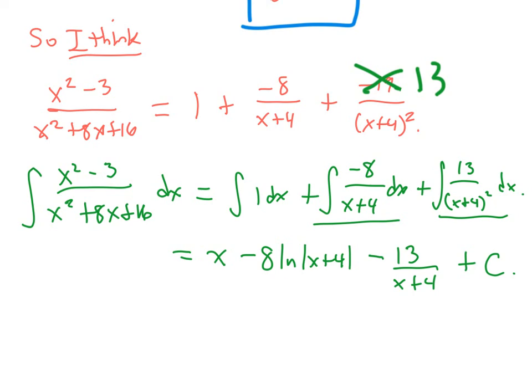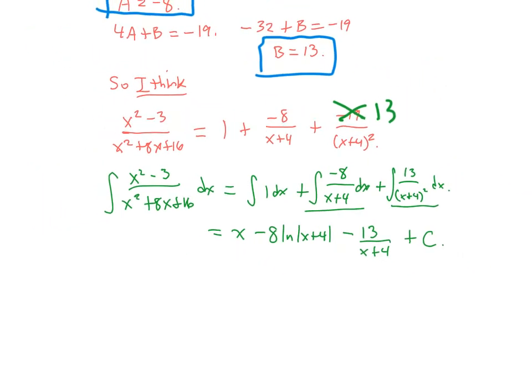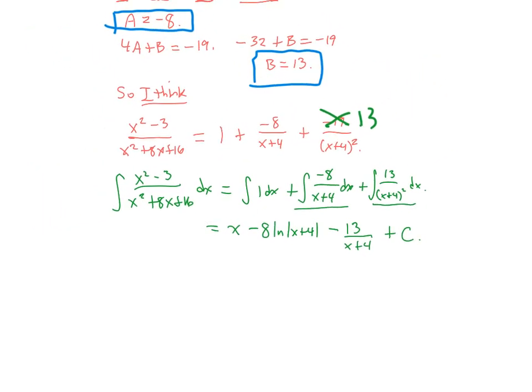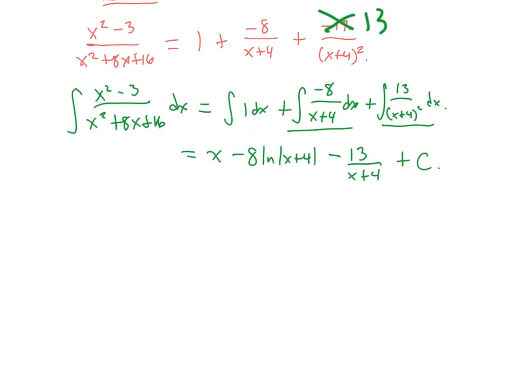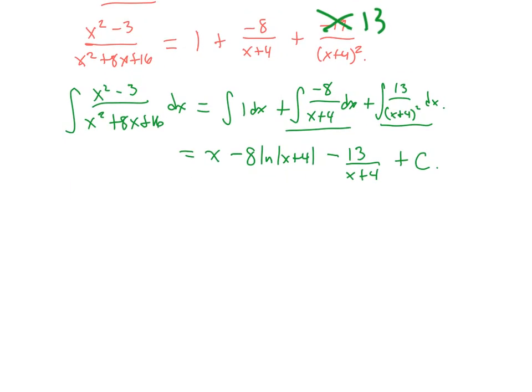So there you have it. That's a heck of a lot of work for that result, but there we go. But I think that's what the antiderivative of (x squared minus 3) over (x squared plus 8x plus 16) is. Feel free to check for yourself using Wolfram Alpha or something. But anyway, that is a more advanced example of how to use partial fractions. And now you have most of the techniques that you need to be able to solve a partial fraction problem.